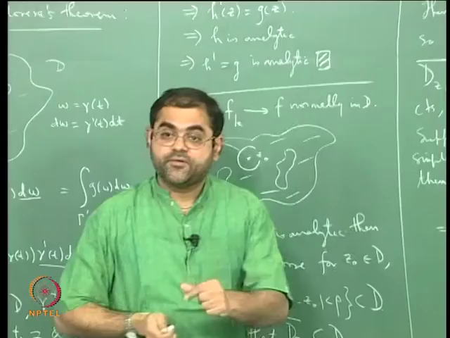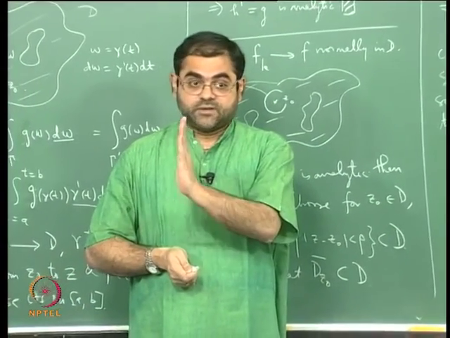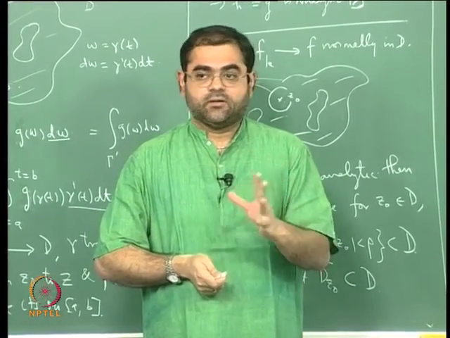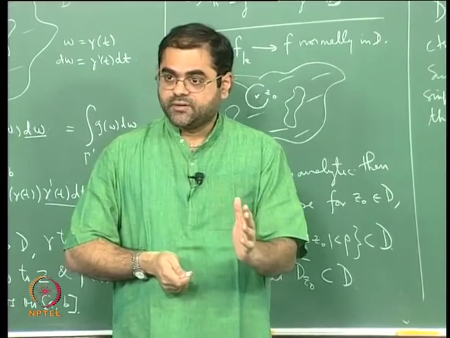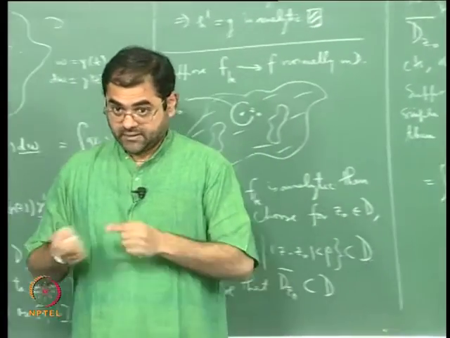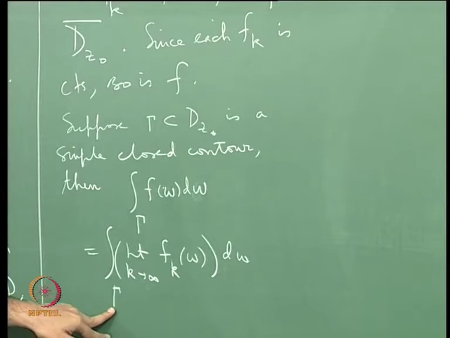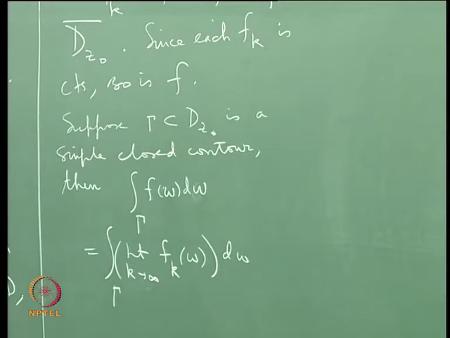Okay, and now I am again using another important fact. When a sequence of functions converges uniformly to a function, this uniform convergence is so powerful that not only does it make the limit continuous if the original functions are continuous, it also allows you to interchange integral and limit. Okay, so long as on the region you are integrating, in this case a loop, the convergence is uniform. And of course this simple closed contour is contained inside the disk, and there of course uniform convergence is going on. So uniform convergence gives you the authority to interchange limit and integral.